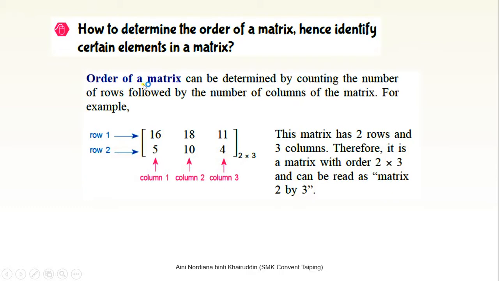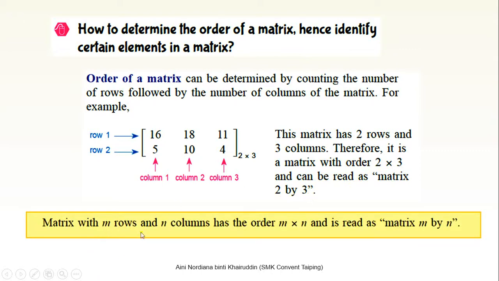So the order of a matrix can be determined by counting the number of rows followed by the number of columns of the matrix. For example, this matrix has 2 rows and 3 columns. So therefore, it is a matrix with order 2 by 3. It can be read as matrix 2 by 3. A matrix with m rows and n columns has the order m by n, and it's read as matrix m by n.